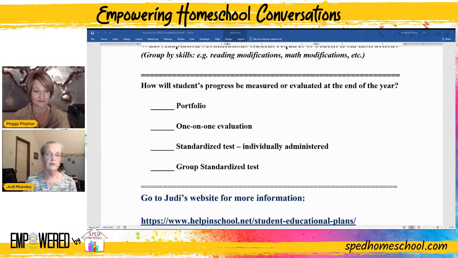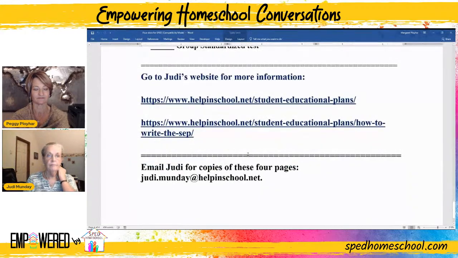Right. And then you have group testing, whether you have a group with a CAT test or an Iowa or whatever. Right. All right, so we have 2 pages on my website with examples of the plans as well as the how to do it. And it's really very detailed. If you want just copies of these 4 pages, besides what Peggy's got uploaded, you can certainly go there.